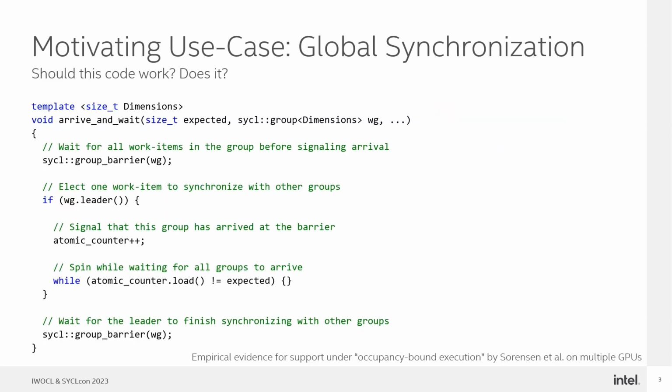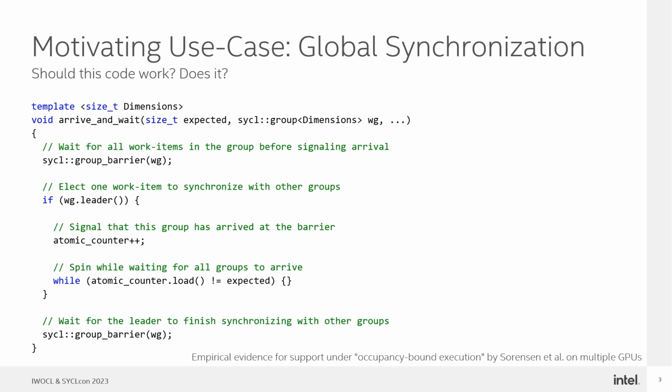Okay, so that's why alignment is important. But why did we decide to take a look at parallelism specifically? The code on this slide is a boiled down example of a real life use case, which attempts to synchronize all of the workgroups executing a kernel. And you can express this sort of synchronization using a combination of atomic operations and group barriers.